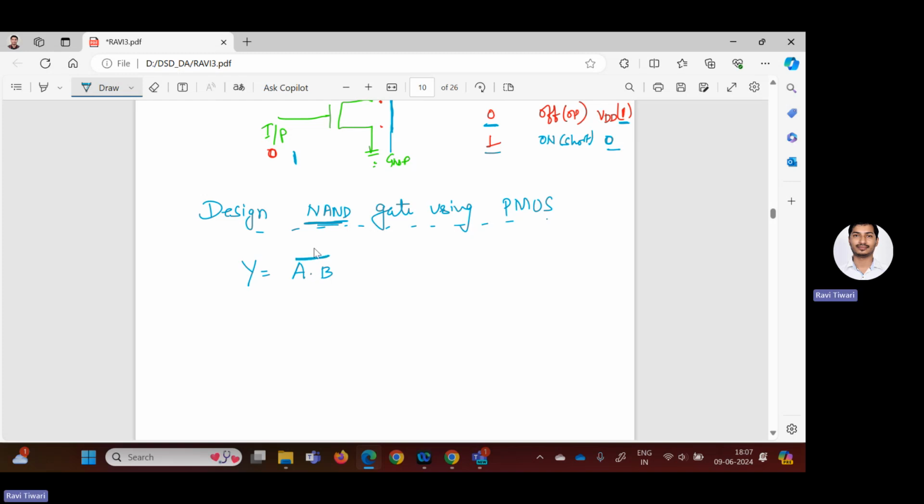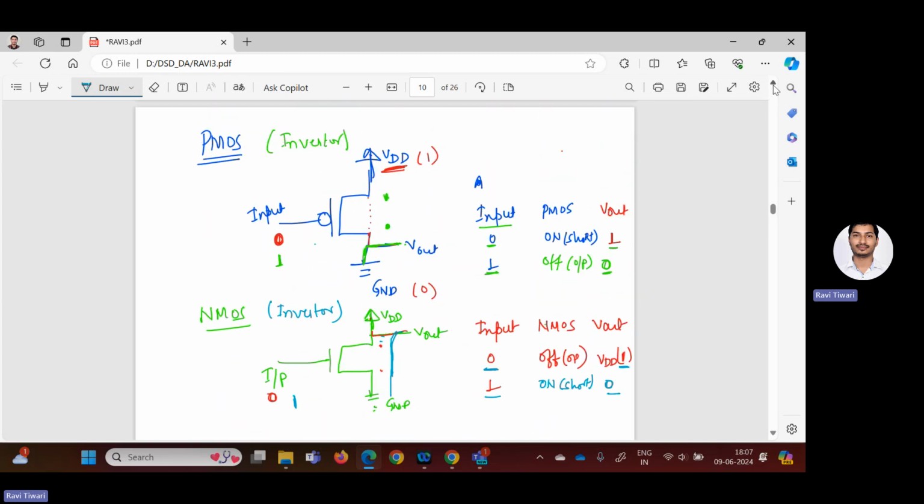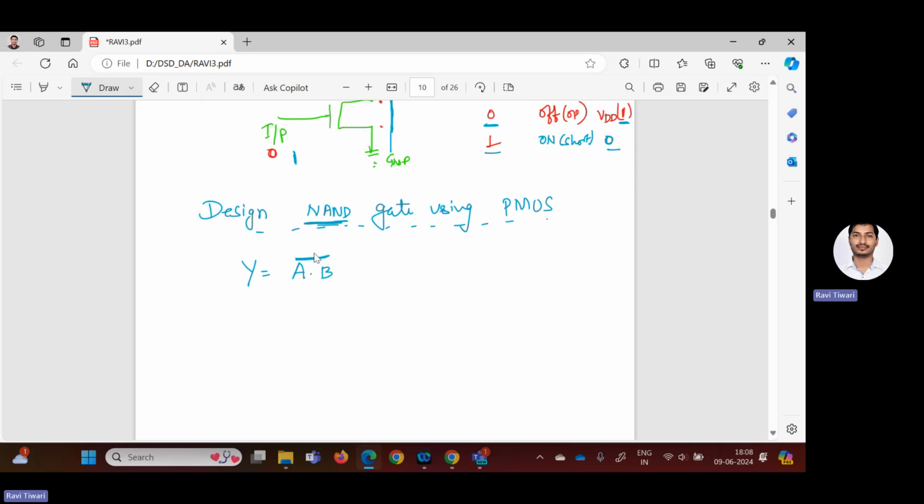PMOS is already an inverter. Okay. We have seen if you are drawing any type of circuit for PMOS, it will work as an inverter, right? So that means all the PMOS and NMOS are inverters only. That means the bar is already there. We have to focus on this dot, right?